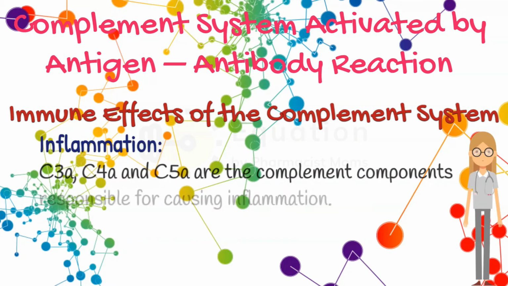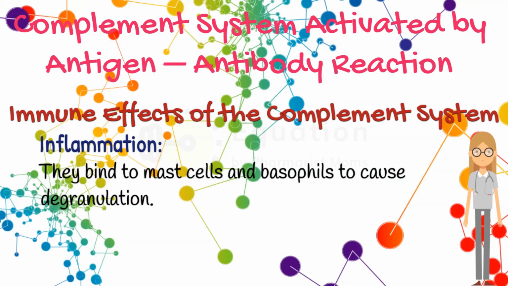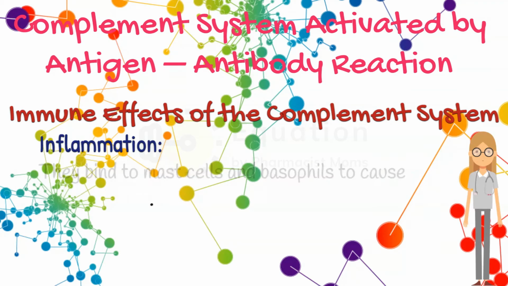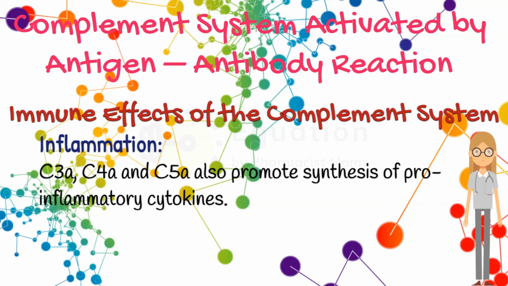Which complement components are responsible for causing inflammation? C3a, C4a, and C5a are the complement components responsible for causing inflammation. They bind to mast cells and basophils to cause degranulation. The histamine and serotonin released increase vascular permeability. C3a, C4a, and C5a also promote synthesis of pro-inflammatory cytokines.